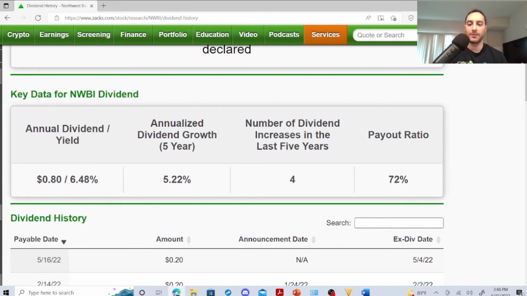Annualized dividend growth in 5 years is 5.22%. Number of dividend increases in the last 5 years is 4. Payout ratio is 72%, not too worried. Dividend yield is 6.48%. And the annual dividend, if you bought one share, you made 80 cents. Let's check the next dividend stock.